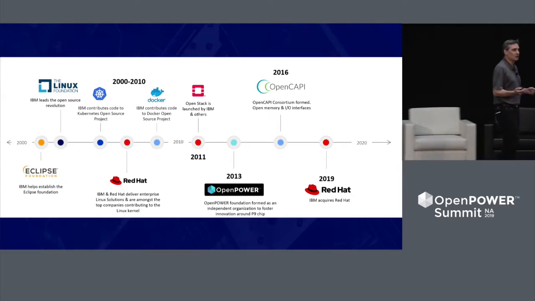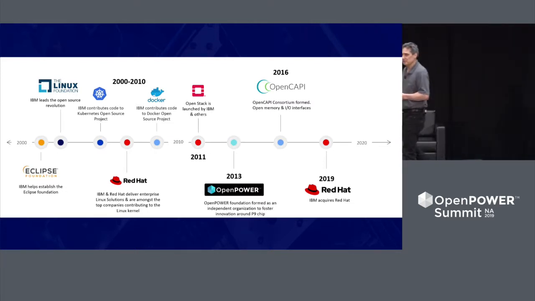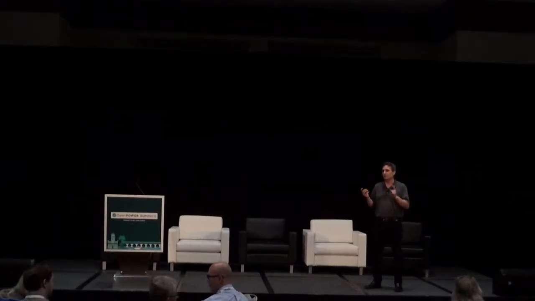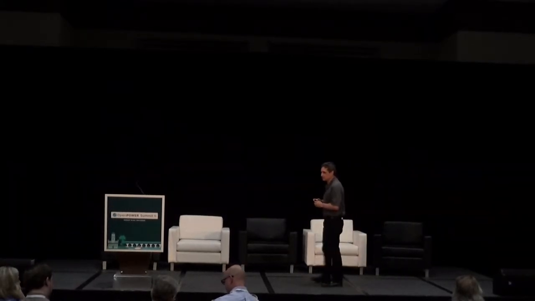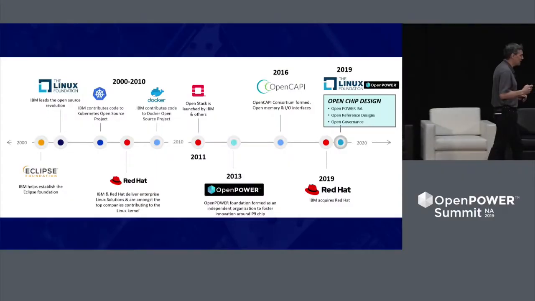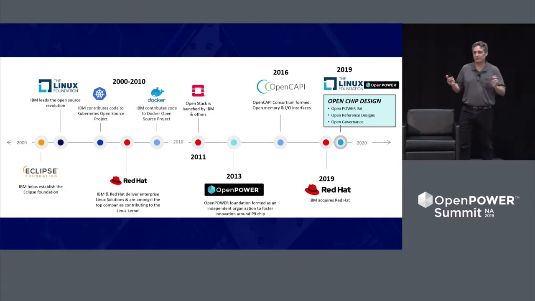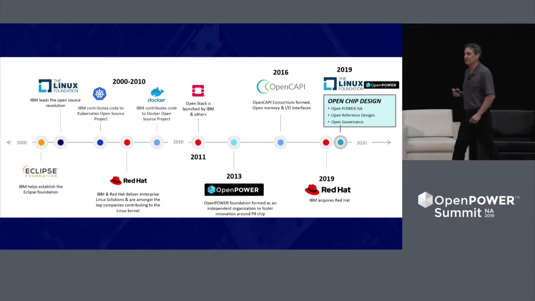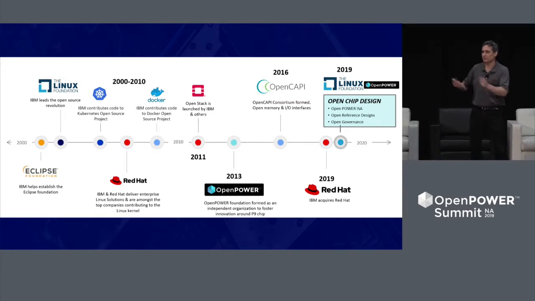We started doing that on the hardware side in 2013 with OpenPOWER, and then in 2016 with OpenCAPI, in driving a much more open approach to coherent accelerator and memory interface standards. And now we're taking those things to the next level. So I'm going to talk today about what we're calling our open chip design environment. We have a number of different things that we're announcing today around this next step with OpenPOWER and the open community and OpenCAPI.